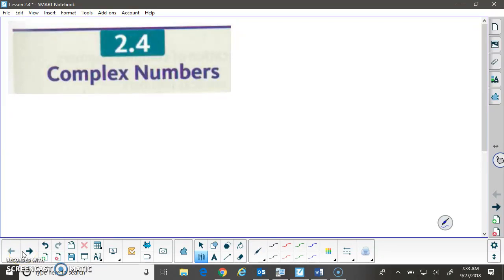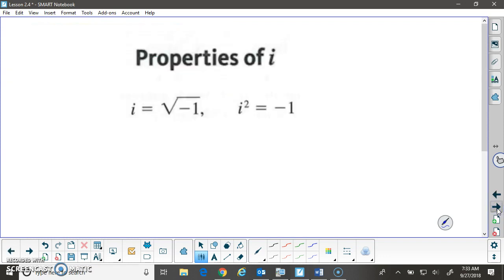Today we're going to start lesson 2.4, which is on complex numbers. And to begin with, we're going to talk about the imaginary unit, i. So the imaginary unit i is equal to the square root of -1. You guys first learned about this in Algebra 2. And with that understanding, you should remember and know that i squared is equivalent to -1. That's going to be important for simplification purposes. So we're going to use that with complex numbers.